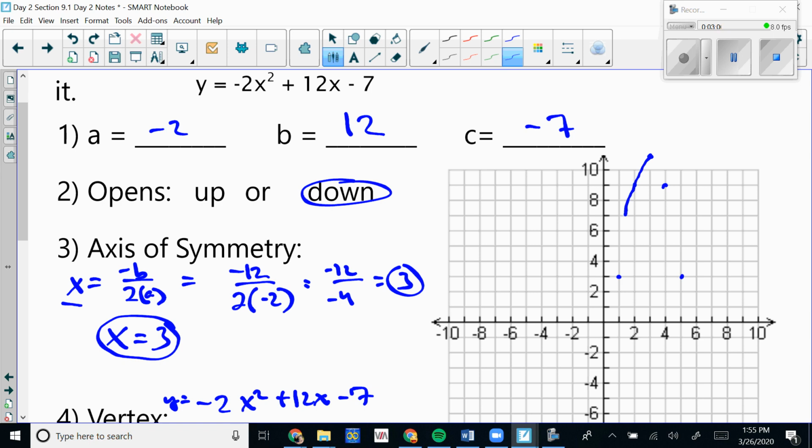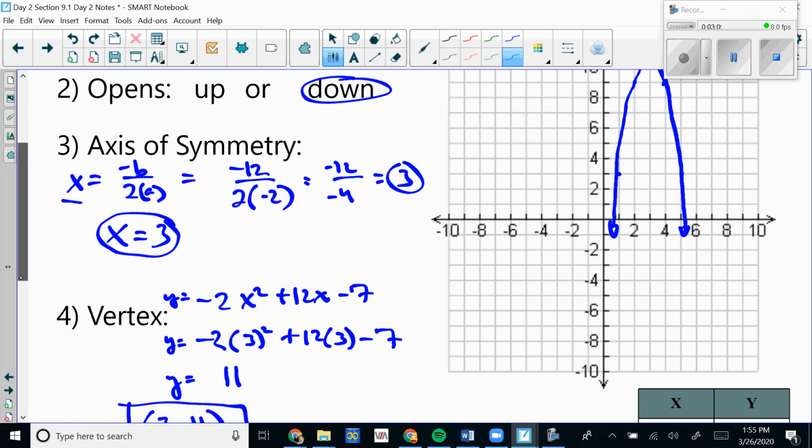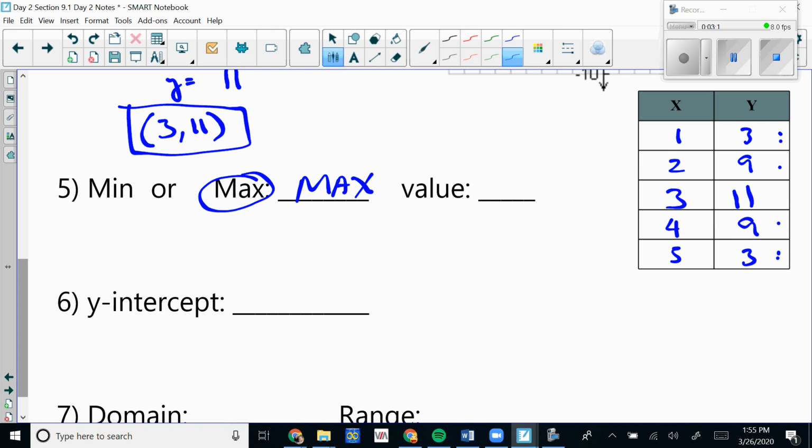So if I connect, I'm not doing very good, but if I connect the dots, the parabola opens down, and it's pretty skinny like that. Okay, we don't have to worry about this part.